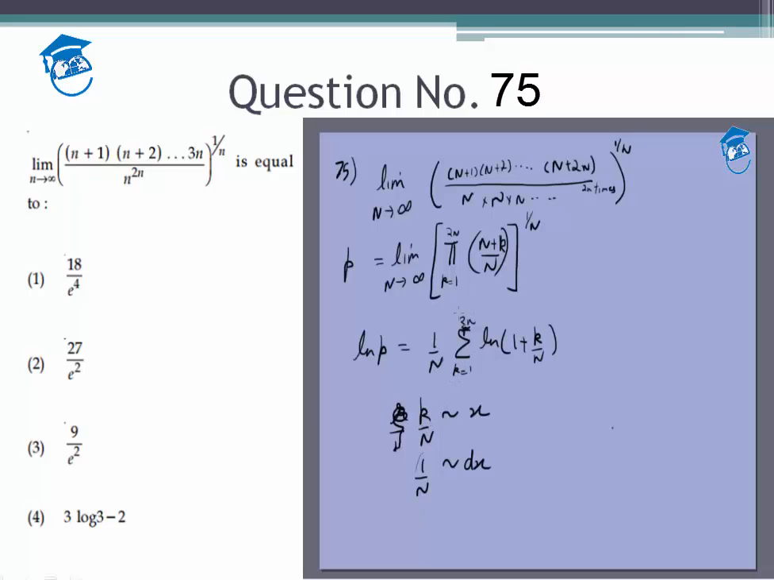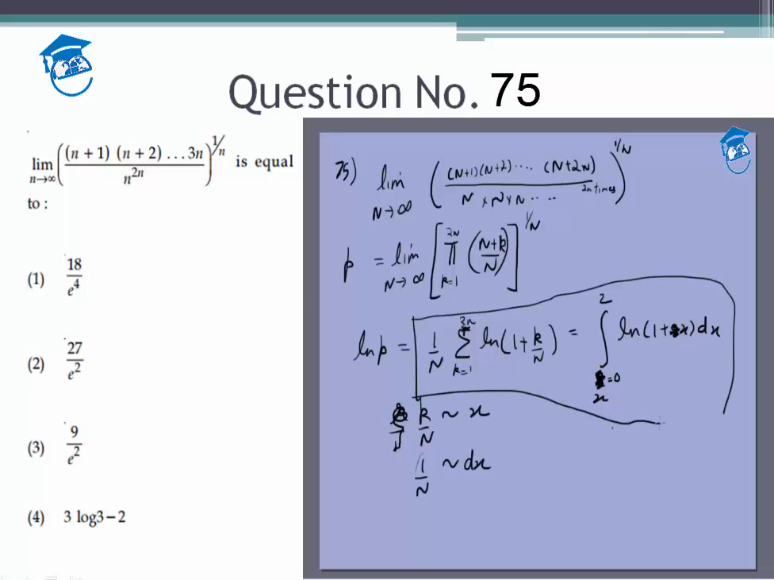And then this sum will be replaced by an integral, because it's the sum of a function and a small change in x. So this can be written as the integral of, now instead of k we'll write r, and that will go from 1 by n to 2n by n. 1 by n will be 0, 2n by n will be 2. ln of 1 plus x dx. This is x, sorry. So this is the most important step. After that it's just basic integration.